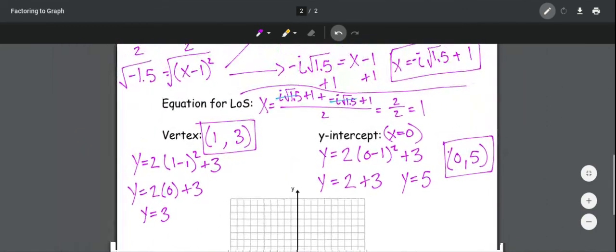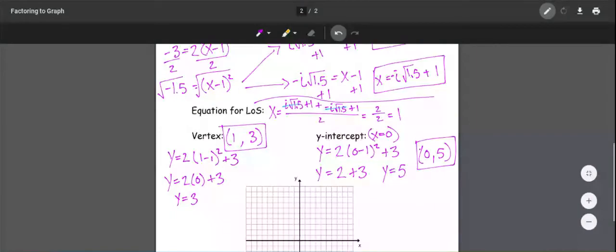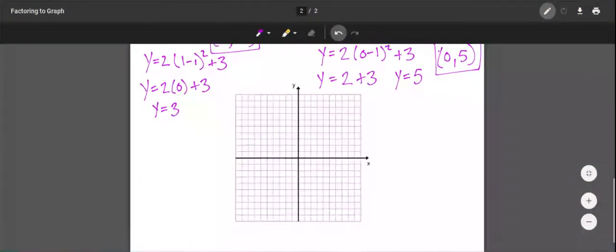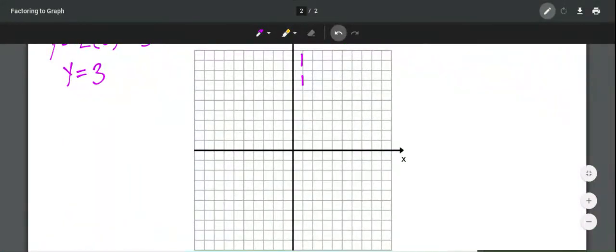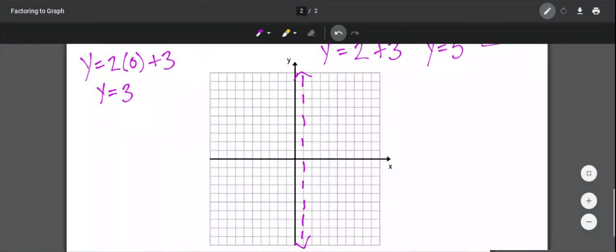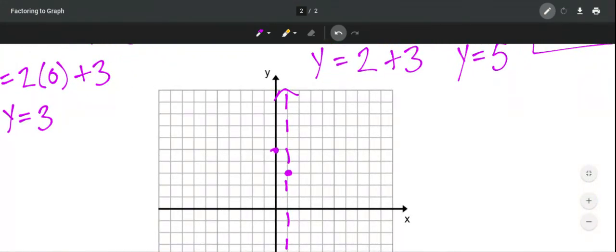So when you are graphing that, you can't graph imaginary numbers on the graph. You can only graph these 3 things. So let's first start with x equals 1. And then your vertex is 1, 3. And your y-intercept is 0, 5. And then I mirror it over on the other side.